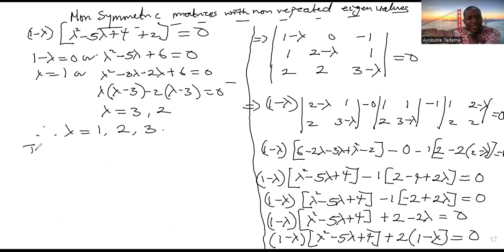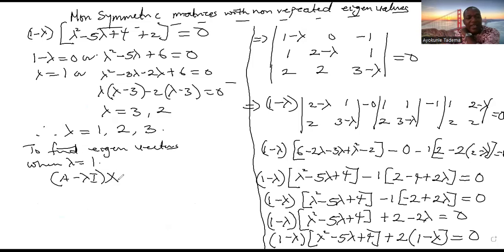Now, to find our eigenvector, you find your eigenvector when lambda equals 1, when lambda equals 2, when lambda equals 3. Let's do the first one, when lambda equals 1. That one is (A minus lambda I) multiplied by your x1 equals 0, where your x1 here is your eigenvector, and x1 equals x1, y1, z1.